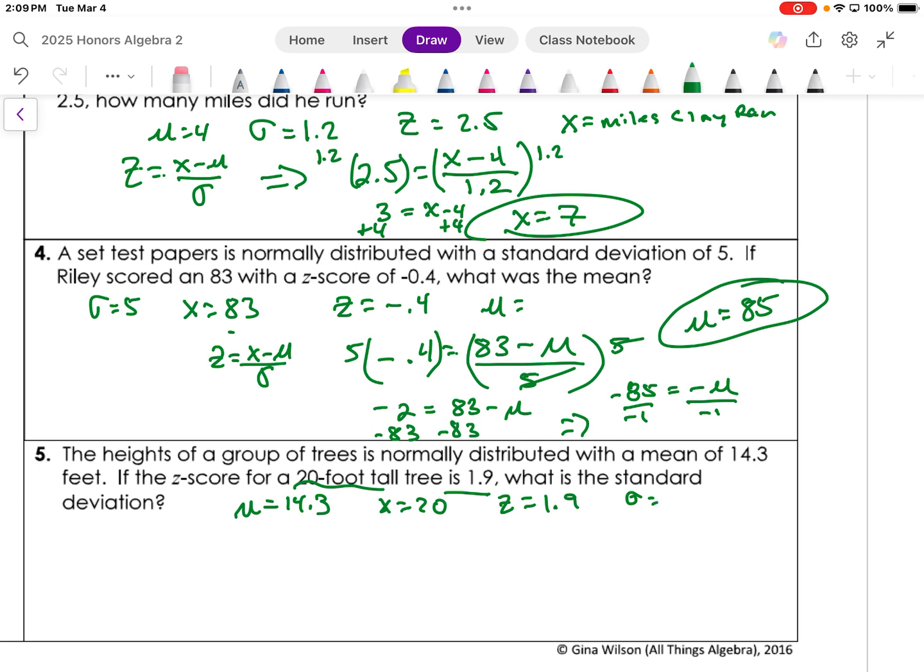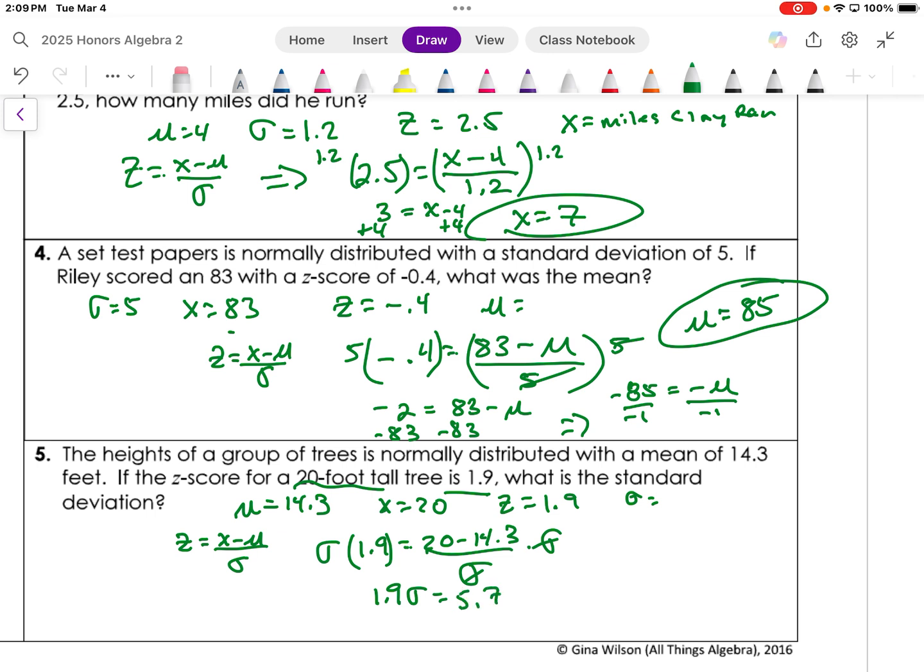So z is equal to x minus mu over sigma. So 1.9 equals 20 minus 14.3 over sigma. I'm going to multiply both sides by sigma, the standard deviation, lowercase sigma. Boom, boom. I get 1.9 sigma equals, I'm going to subtract those, and that should give me 5.7.